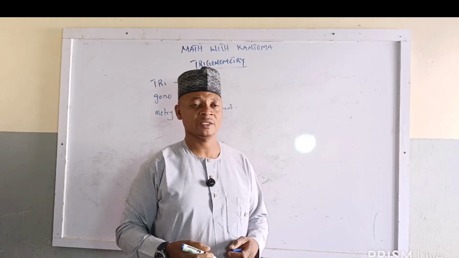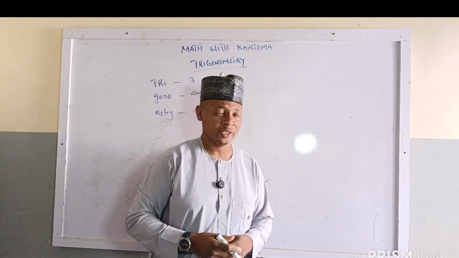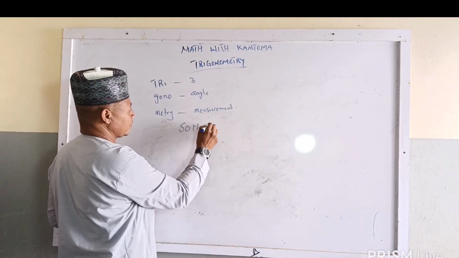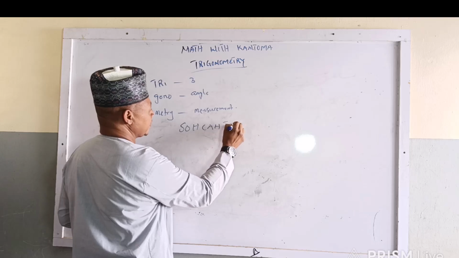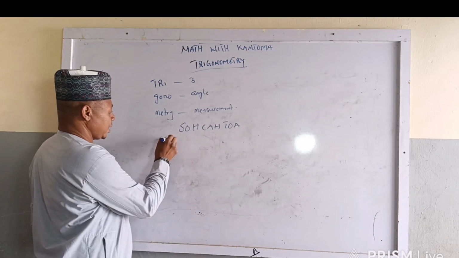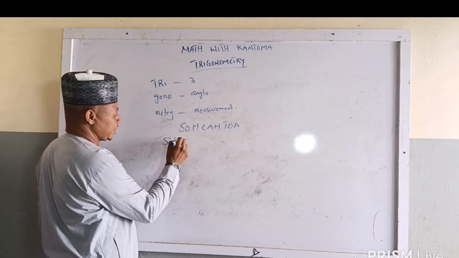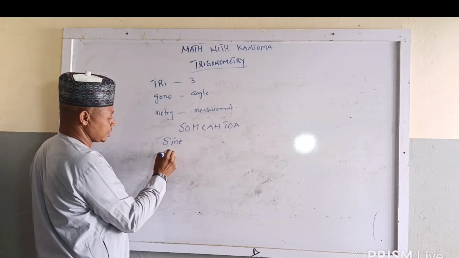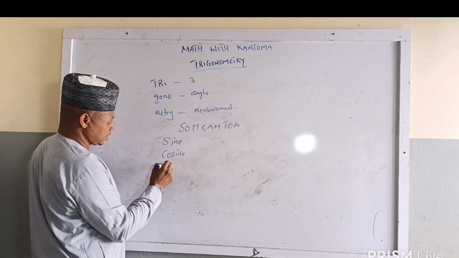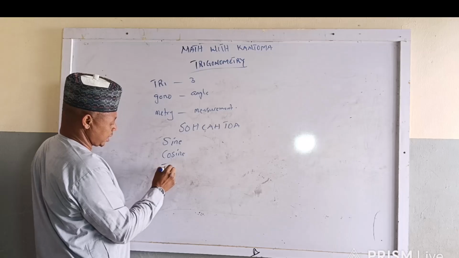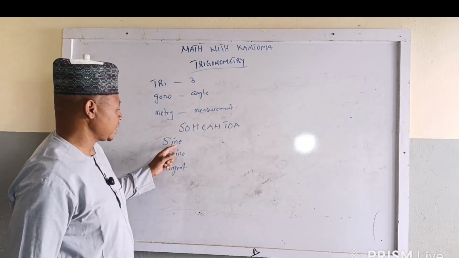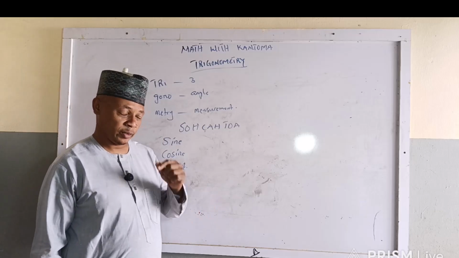So now, what are these three angles we'll be discussing in trigonometry? The three angles are derived from this word, SOHCAHTOA. The first S stands for sine, the C stands for cosine, and the T stands for tangent. These are the three basic angles we'll be discussing in trigonometry.